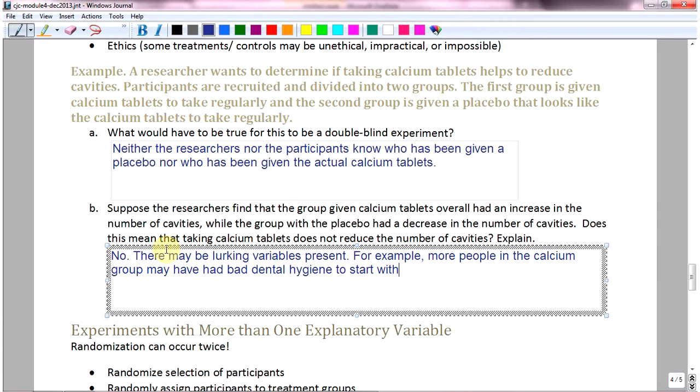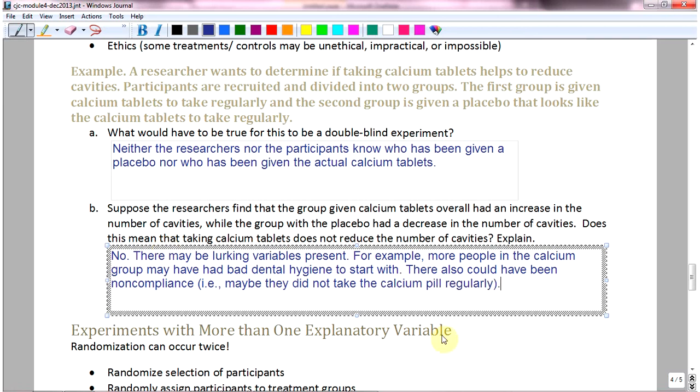Or we could have that there may have been some non-compliance. Perhaps the participants were not taking the calcium pills regularly, which made them no different from the group that were taking the placebo. In other words, maybe they did not take the calcium regularly.